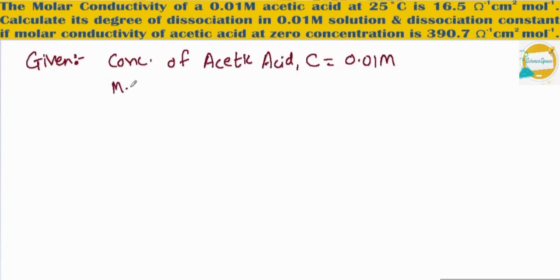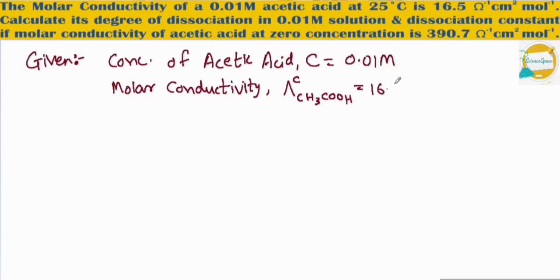सेकेंड वैल्यू दिया हुआ है मोलार कंडक्टिविटी का फॉर एसिडिक एसिड at given concentration which is represented by lambda C. This C represents the given concentration that is 0.01 molar and it is for acetic acid which has formula CH3COOH. The value of this molar conductivity is 16.5 ohm inverse centimeter square per mole.